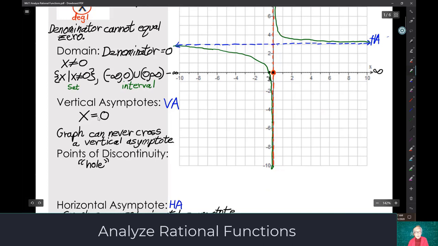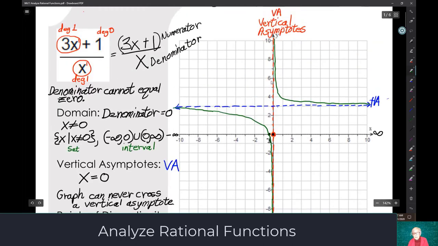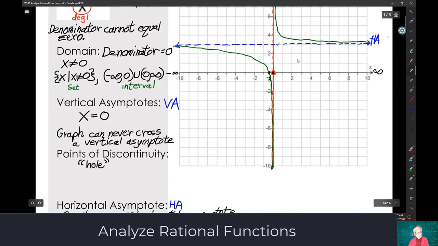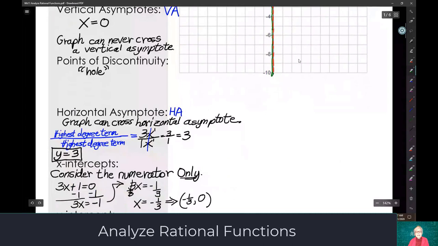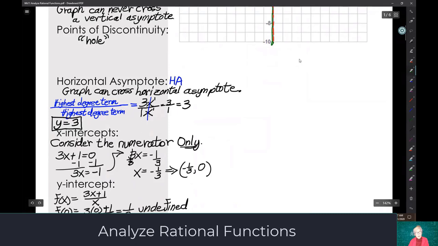So the vertical asymptote is x equals 0. You can also think of the vertical asymptote as a wall that stops the graph from going over where x equals 0. And thank goodness there are vertical asymptotes. There is no point of discontinuity here. You will see a point of discontinuity before we're through.